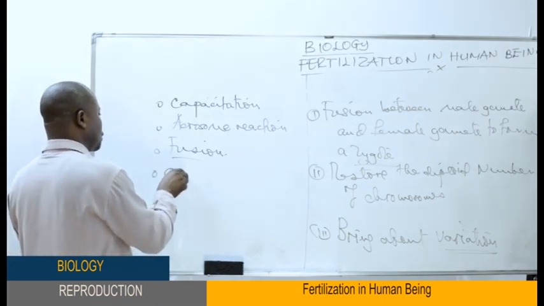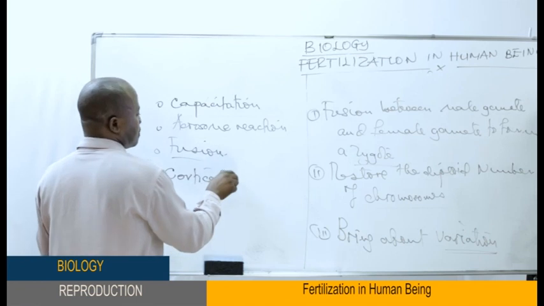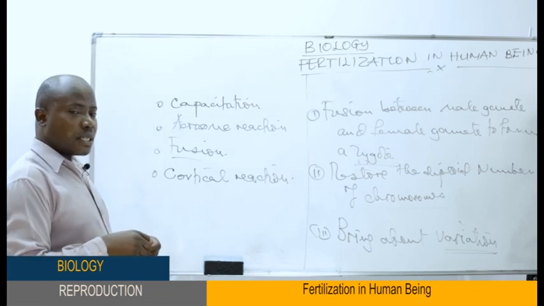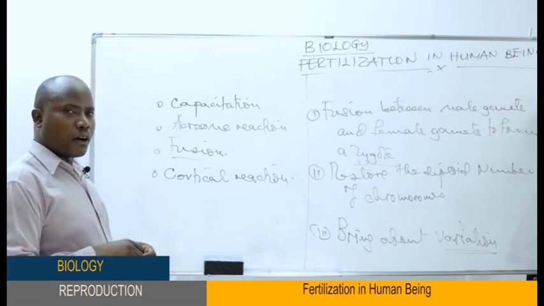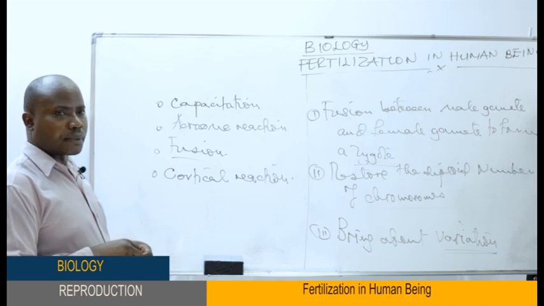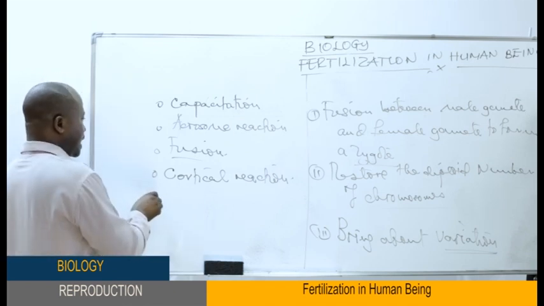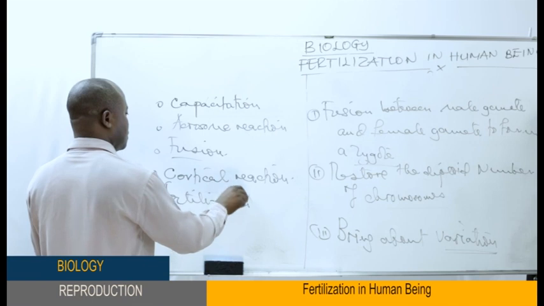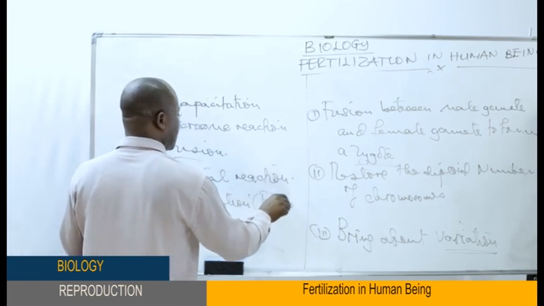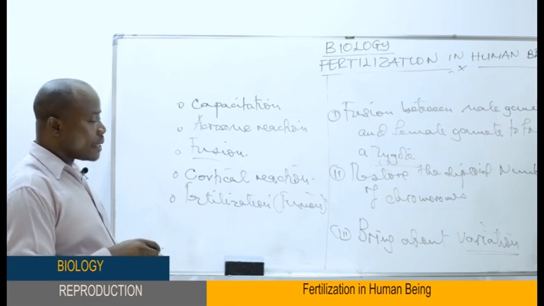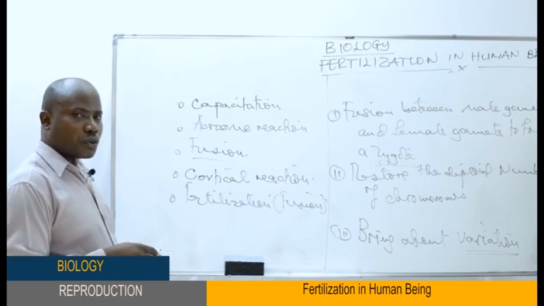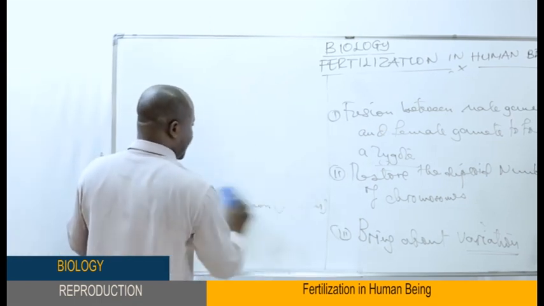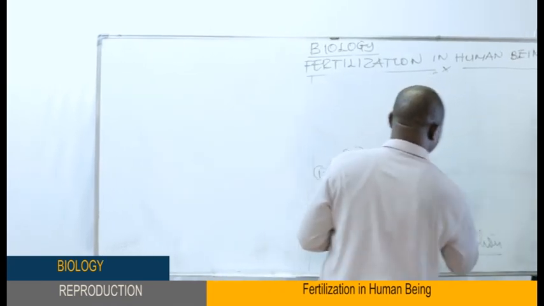But also the cortical reaction. The process in which the fertilization membrane is formed to prevent polyspermy, that is, multiple sperms entering the egg cell. And lastly, fertilization. Fusion: the male gamete and the female gamete fusing together to form a diploid zygote. These are the things that I expect to cover through my presentation.